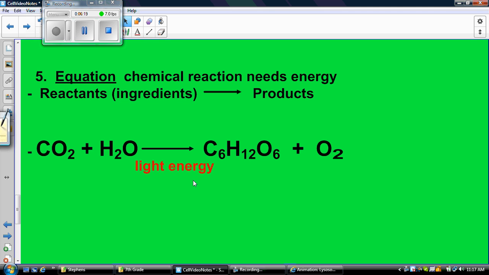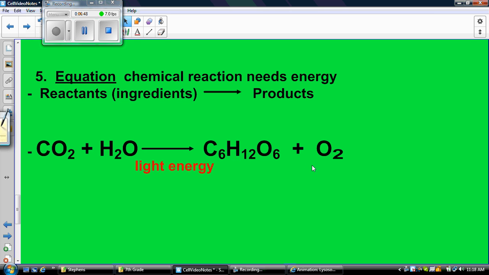So once that plant cell, that chloroplast inside the plant cell, collects light energy from the sun, the two, carbon dioxide and water, can react. That's what this arrow is meaning, react, and it can create two compounds. This compound right here, C6H12O6, that is glucose, or the sugar that the plants use as food.